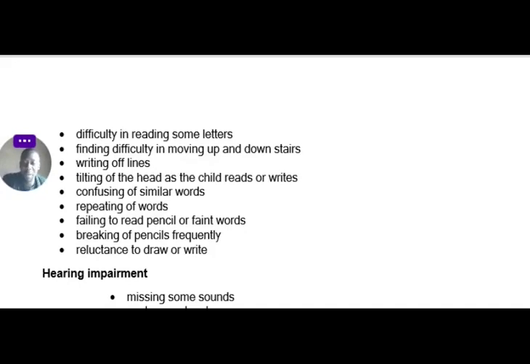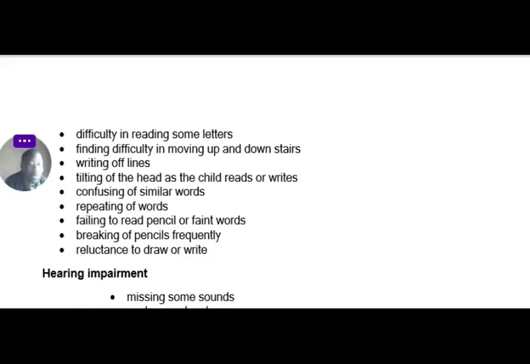All those mean that if a child is reluctant to draw or write, he's trying to see where exactly he's supposed to draw, or is focusing on what is given on the board to draw. When you look at breaking pencils, if every time he's breaking the pencil, you think this person can't write well, but this person is having a problem with vision. As he's trying to draw, he sees that he is not getting what is supposed to be done and keeps on breaking the pencil.